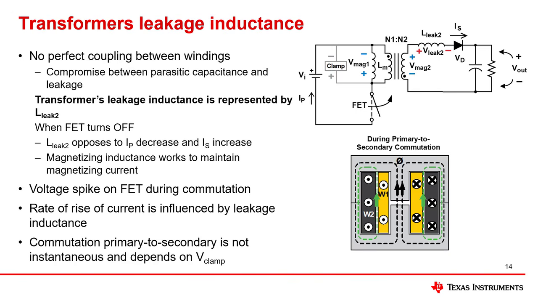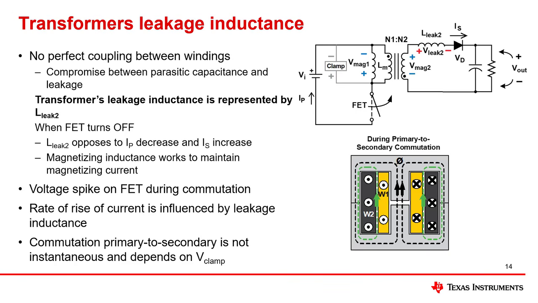Looking at the physical construction shown, we can see that the primary winding is the closest winding to the center gap. The leakage inductance is represented as a single inductance, L-leak2, located in series with the secondary winding, which is the farthest from the center gap. So when the main switch turns off, L-leak2 opposes any increase of the secondary current, IS, and any decrease of the primary current, IP.